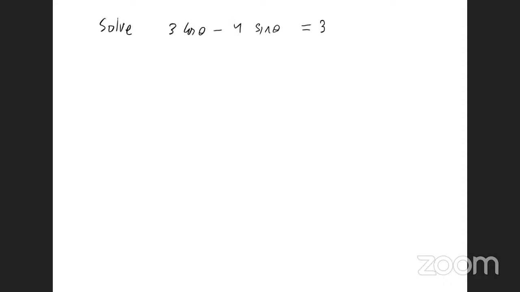Which form did you choose, Shivish? Which one of the forms? R cos theta plus alpha. Okay. So let's find R. It's the square root of that, right? Square root of 3 squared plus 4 squared.